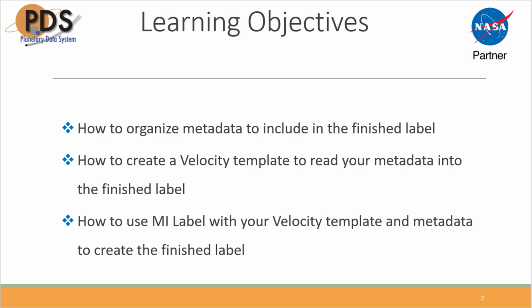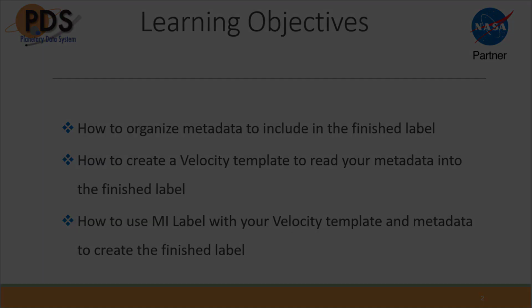In this video, we will use the Oxygen XML editor to view the label file, Notepad++ to view the velocity template file, Notepad to view the metadata, and Excel to view the data file. Feel free to pause or go back in the video at any time.